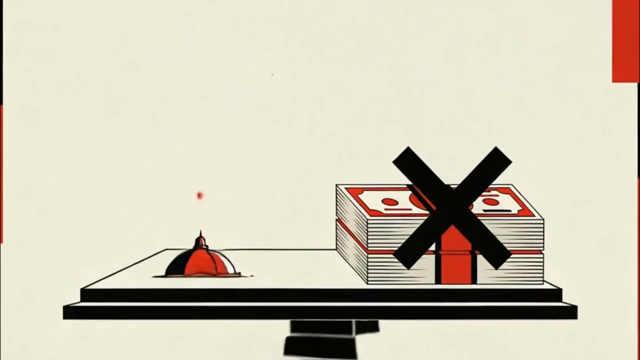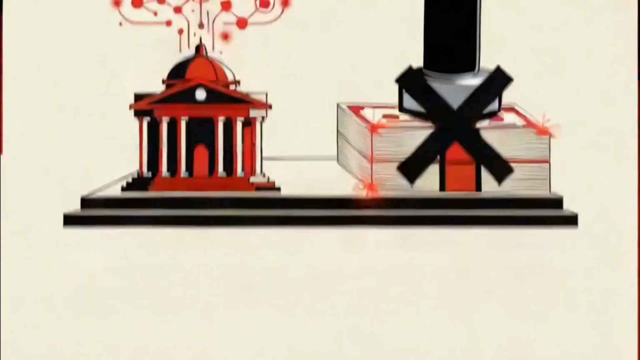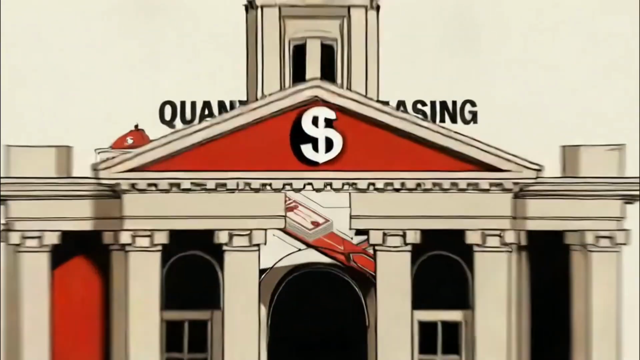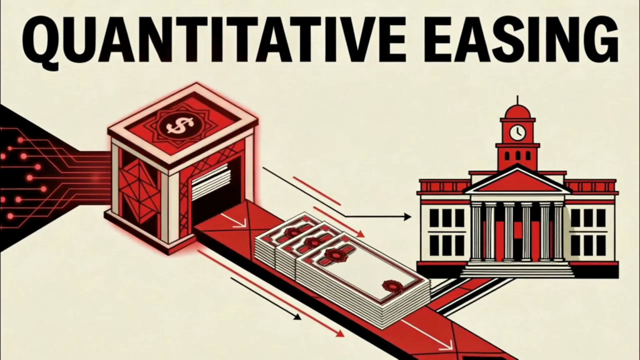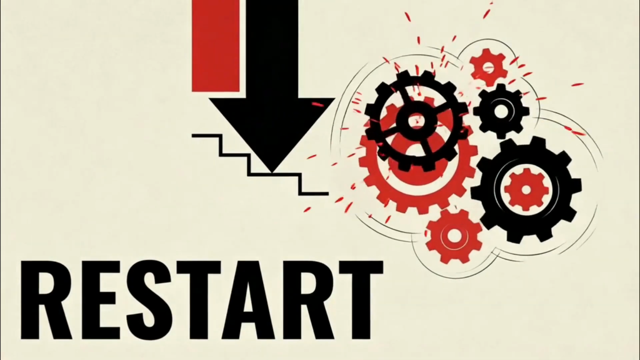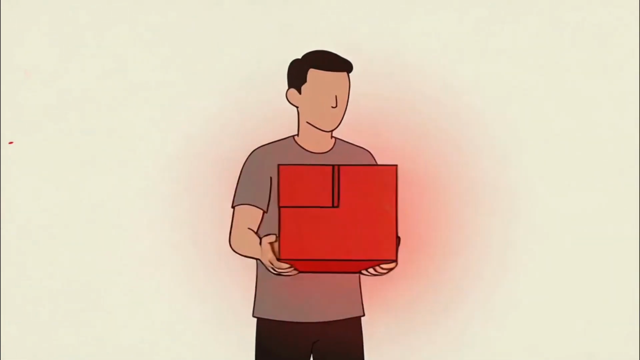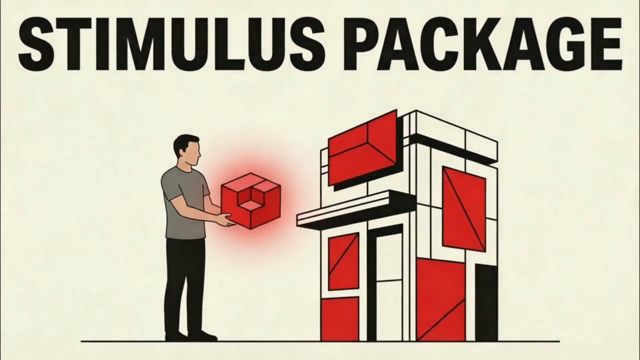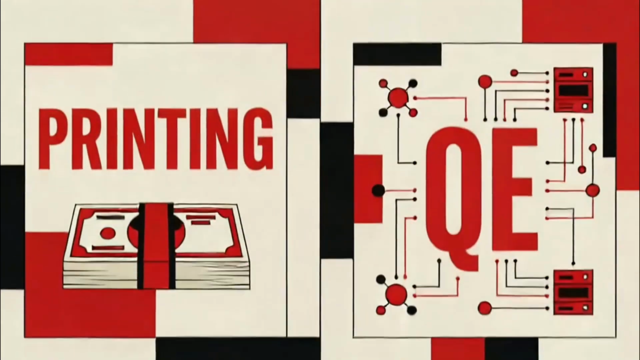Step 1. The central bank creates digital money, not physical cash. Step 2. It buys government bonds from banks. Step 3. Banks receive money and gain liquidity. Step 4. Interest rates fall, making borrowing cheaper. Step 5. The economy restarts. Banks are encouraged to lend again. Businesses invest. People spend.